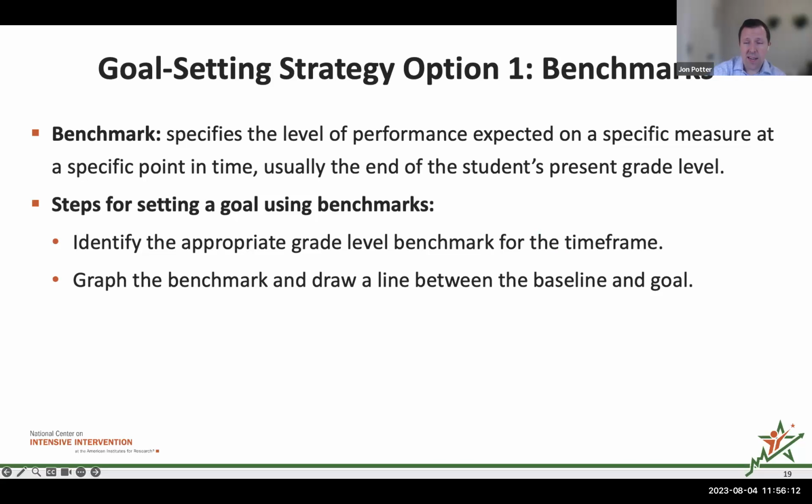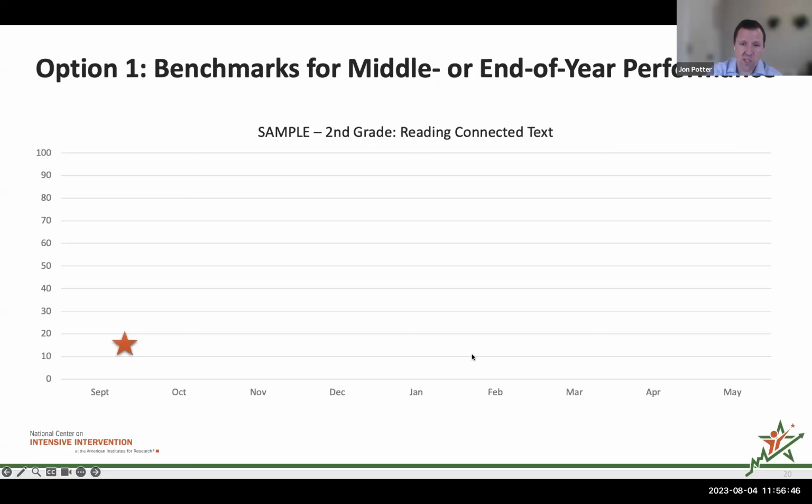So the first option, and I would say probably the easiest option, is to set the goal at the benchmark. That's basically saying that the level of performance expected on the specific measure at a specific point in time is the end of the student's grade level benchmark. We want the student to be at grade level by the end of the year. So all you need to do is determine the end of level grade benchmark, and then graph it by drawing a line between where the student is starting and where the benchmark is at the end of the year. It's going to look a little something like this.